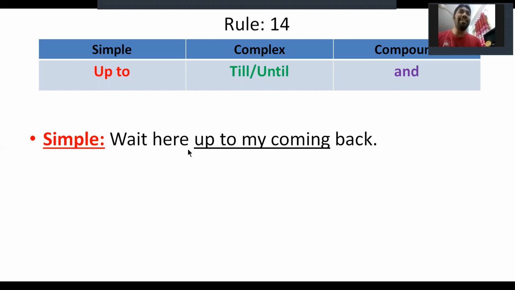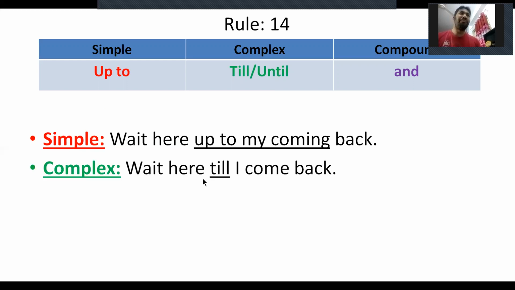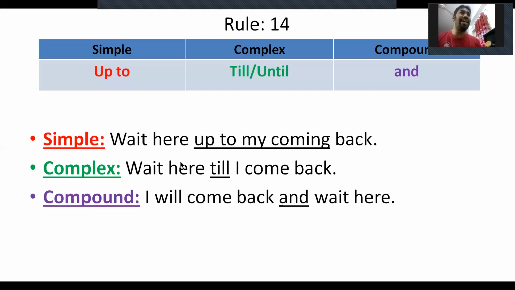So let us make it complex. Wait here till, then change this possessive form to subject I. Wait here till I come back. So this would be the complex one. And in compound form, drop this subordinating conjunction till from the complex form and use and. So the sentence would read like this: I'll come back and wait here. The second clause of the sentence is to be brought to the first part of the sentence to make clear meaning for the listener. So the compound will be I'll come back and wait here.